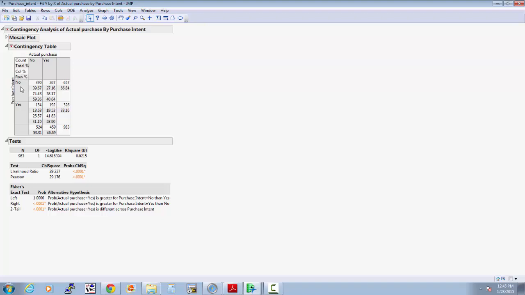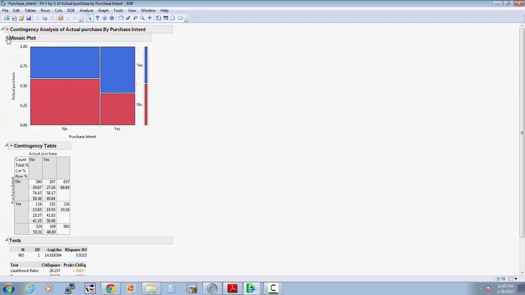Whereas of those people who don't intend to purchase, only 40% of them end up purchasing. And the fact that this 58.9 is so much different from the 40.64 tells you that there is an association between intent to purchase and actual purchase behavior. So that's what's going on inside the table.